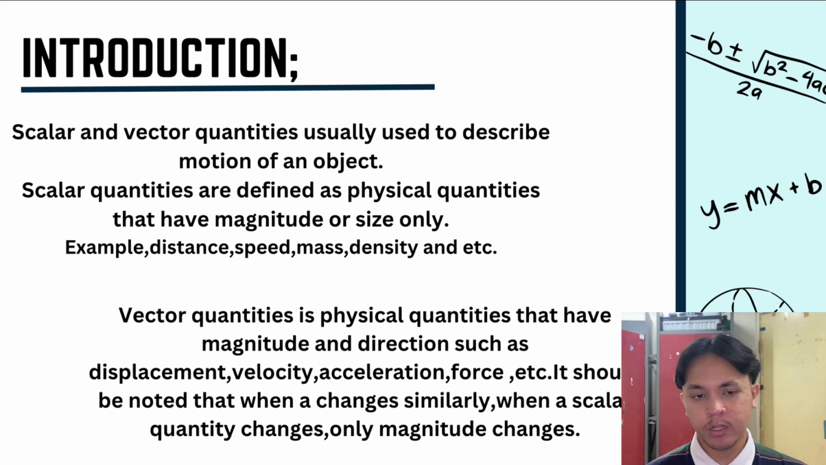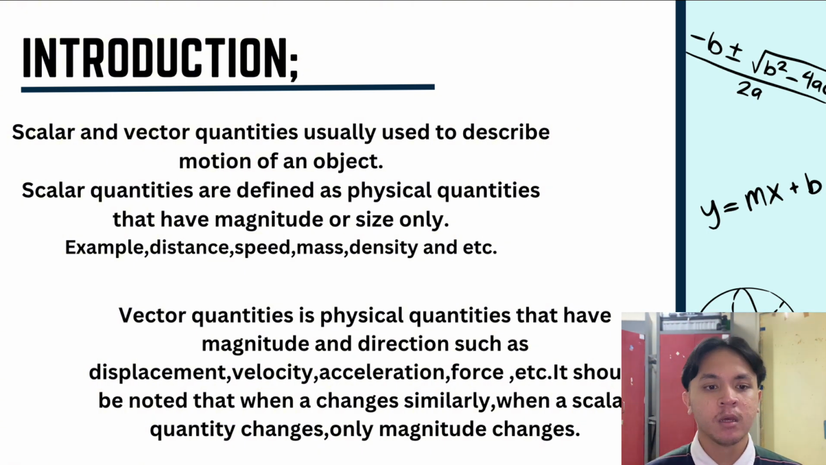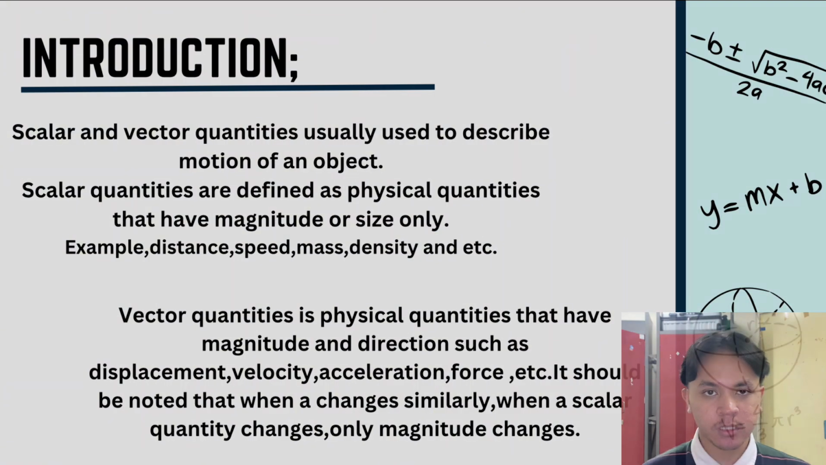How about vector quantities? Vector quantities are physical quantities that have magnitude and direction. I want to highlight magnitude and direction, such as displacement, velocity, acceleration, force, and etc. It should be noted that when a scalar quantity changes, only the magnitude changes.